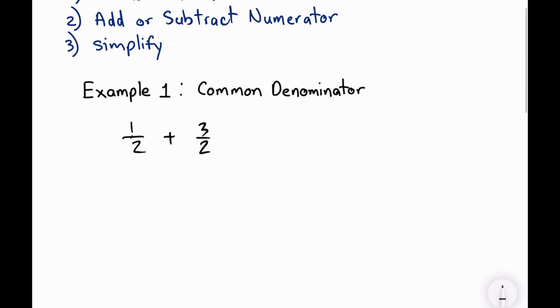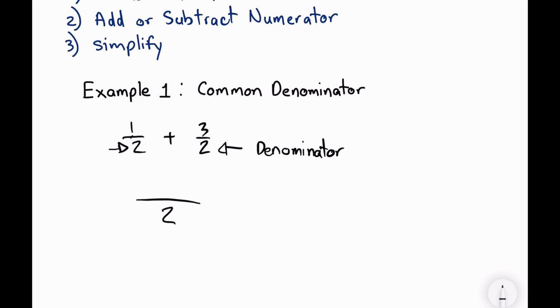The first step talks about having a common denominator. Well, I see right off the bat that they already do have a common denominator. And remember, the denominator is the number below the line in a fraction. So this is your denominator. Right off the bat, I see that they have a common denominator, which is 2. So I'll draw a line and put the 2.